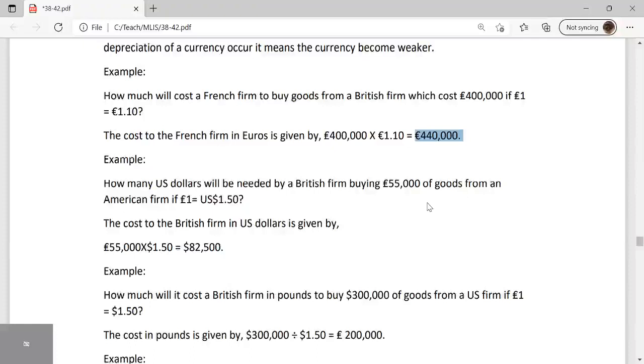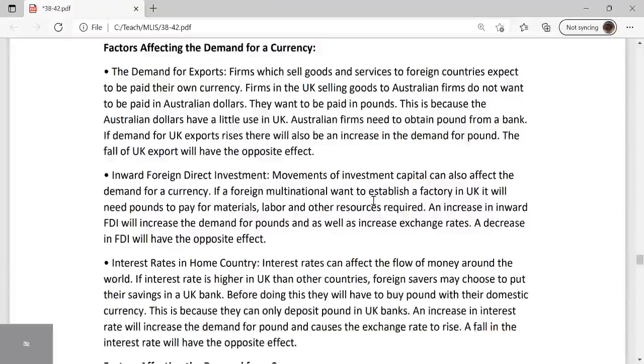Okay, so it's basically very similar math to the last one. We just need to multiply 55,000 pounds with this conversion rate of 1.5.